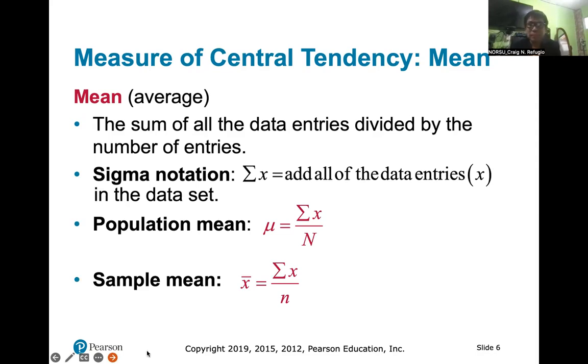So take note of the difference between capital letter N and small letter n. Small letter n refers to the sample, and capital letter N refers to the population. Mu refers to the population mean, then x bar refers to the sample mean. So take note of those different symbols. X bar is the sample mean, and mu refers to the population mean.